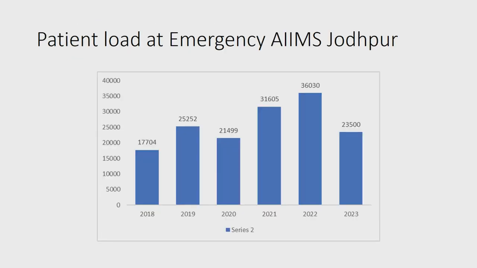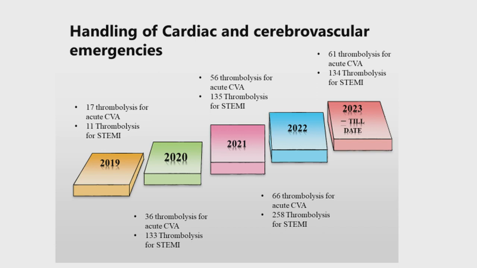Talking about the patient load at the emergency department of AIIMS Jodhpur, we are witnessing an ever increasing patient load over the past few years. In 2018, there were 17,704 patients in a year. Now this number has risen to 36,000 last year in 2022, and till June of this year we already had 23,000, so this is projected to be around 45,000 this year. The patient load is continuously increasing year by year in the emergency department.